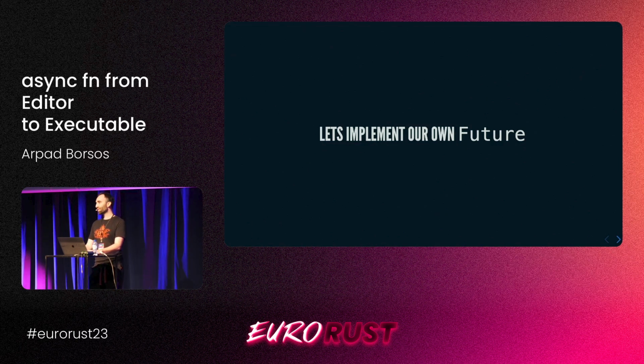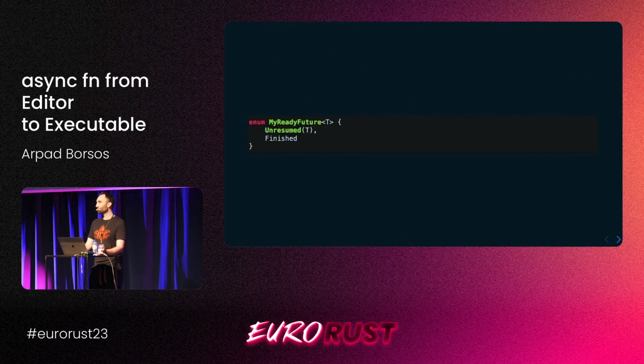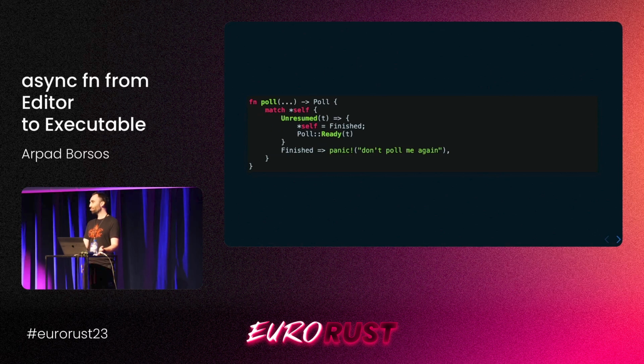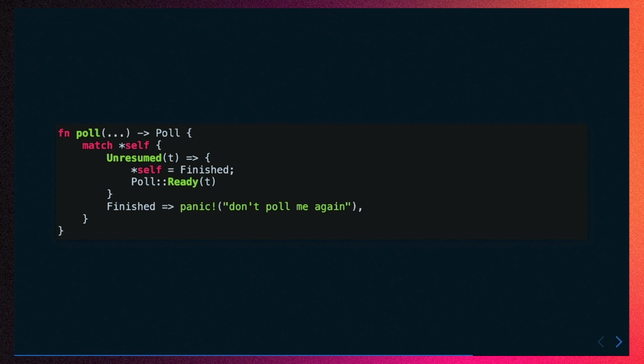The simplest thing we can do here is define an enum which has two states, unresumed, holding some form of data, and finished. And we can implement the poll function of future here. That's a very simplified view. In reality, it might be a bit more complex. What we're doing here is we basically match on the enum. If it holds data, we return this data and change the state of the enum. And if it's already finished, we're panicking.